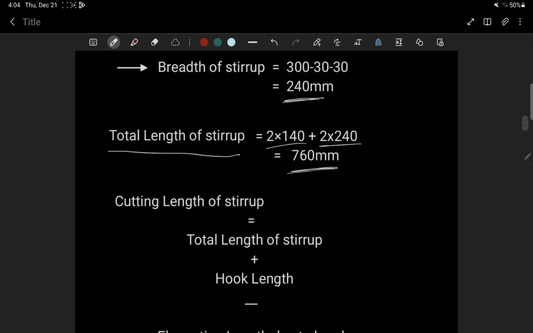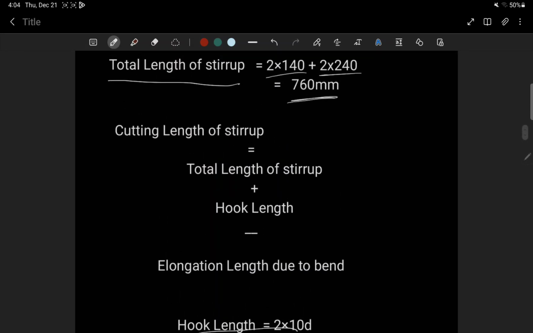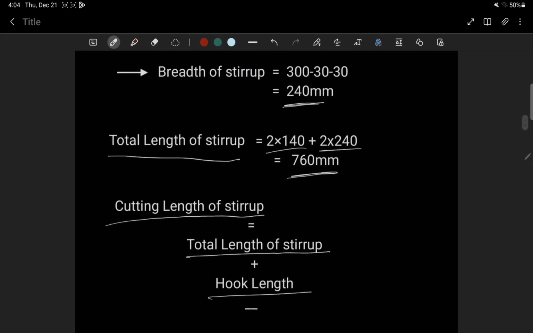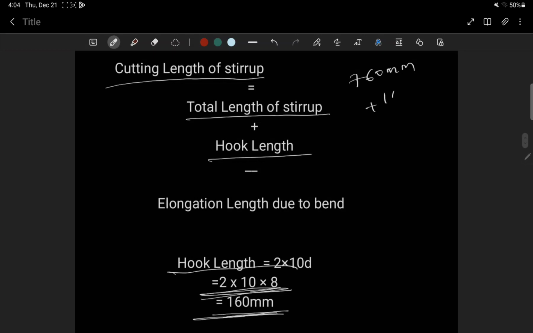So for two hooks, the total hook length is equal to 2 into 10 into diameter, and the diameter is given as 8 mm, so total hook length is equal to 160 mm. So now for cutting length of the stirrup, we will add total length of the stirrup plus hook length. Now up to here total length of the stirrup is 760 mm and total hook length is 160 mm. This equals 920 mm.